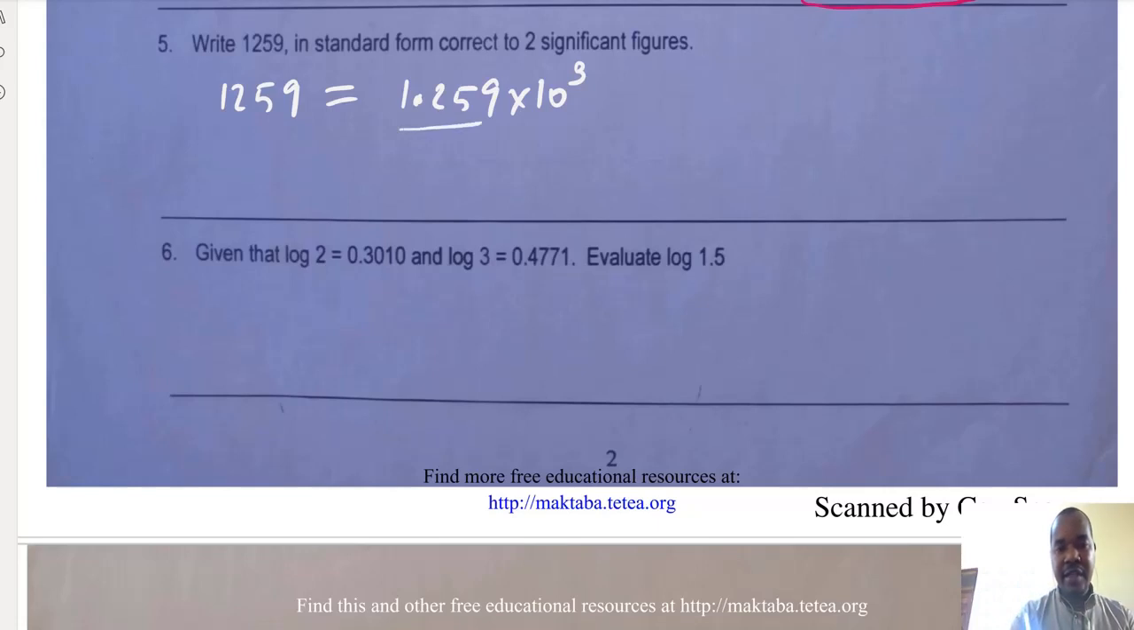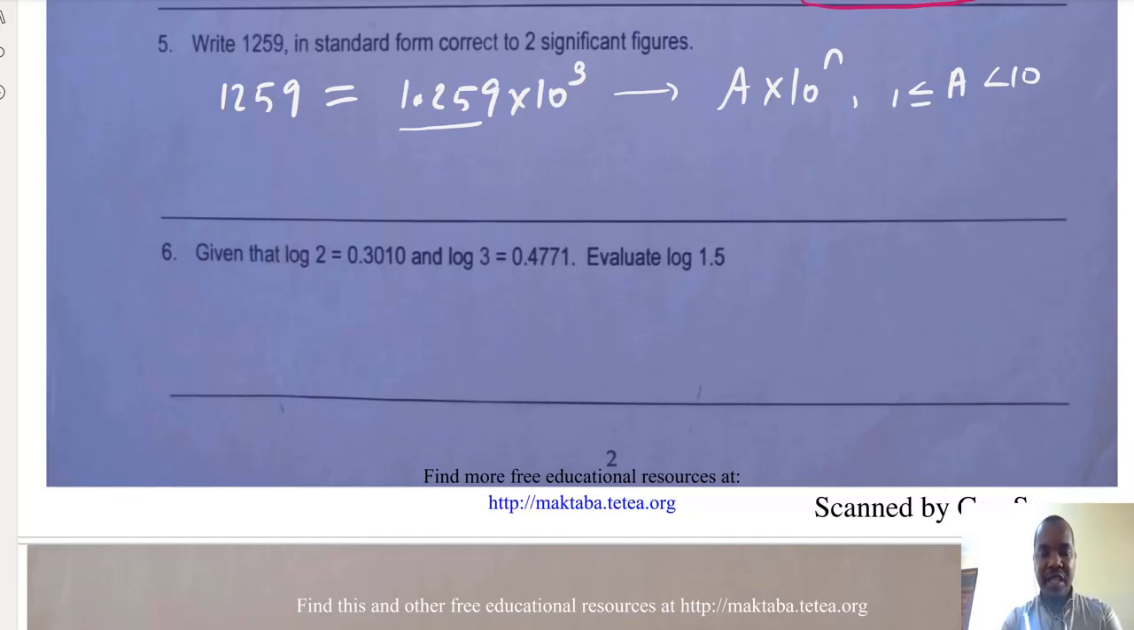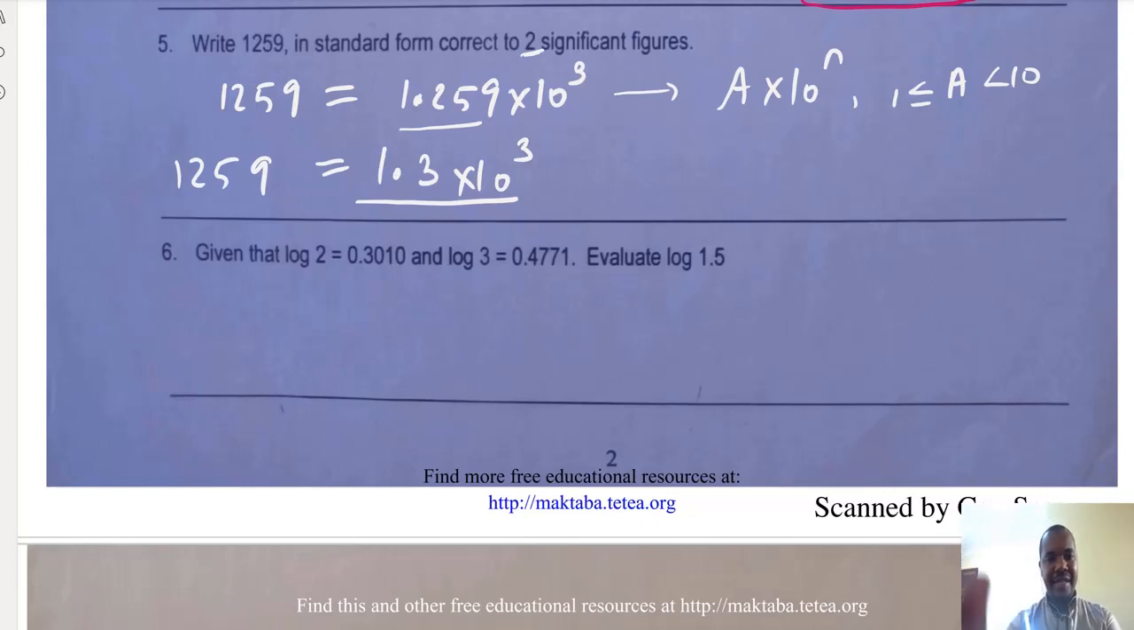Mind you, the standard form is a times 10 power n, but a is less than 10 and a is greater or equal to 1, of course. But also we have to express it into 2 significant figures. So this will be 1.3 now times 10 power 3. It is now corrected to 2 significant figures and also written in standard form.